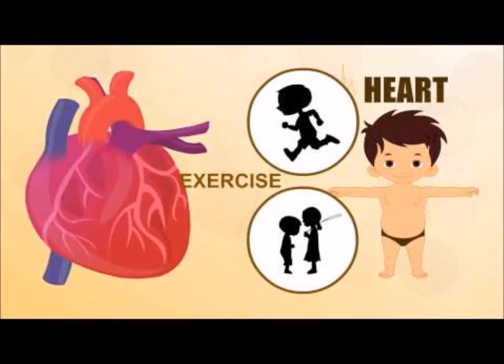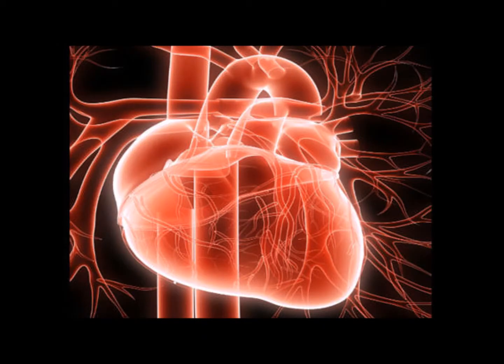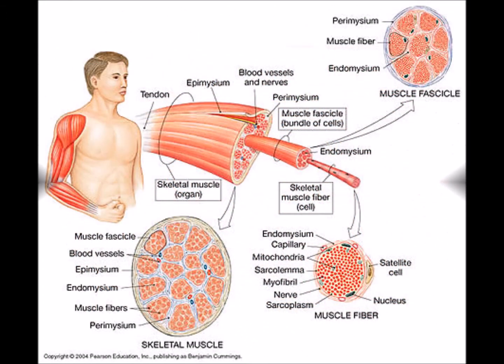The second type of muscle is striated muscle found in the heart, which is called cardiac muscle. It's only found in the heart, making up most of the heart wall, and it's also responsible for involuntary actions, such as your heart beating. The third type of muscle is skeletal muscle, which is attached to the bones through connective tissues called tendons, and it's responsible for movement.